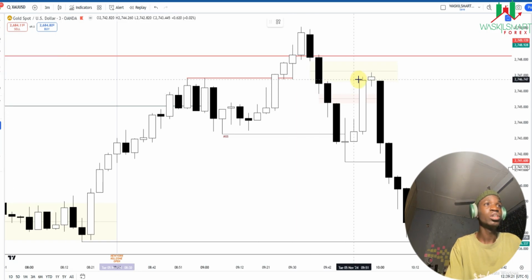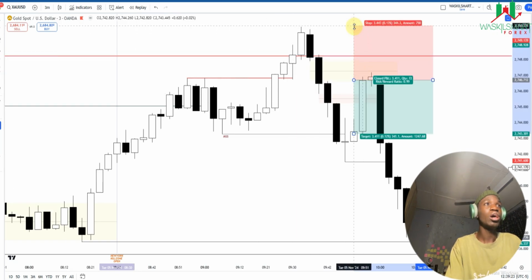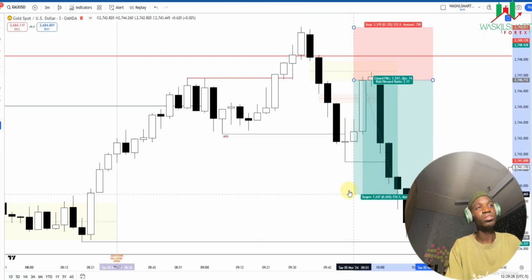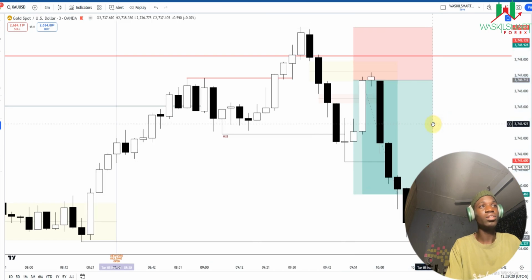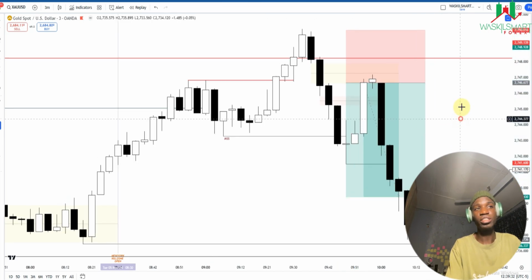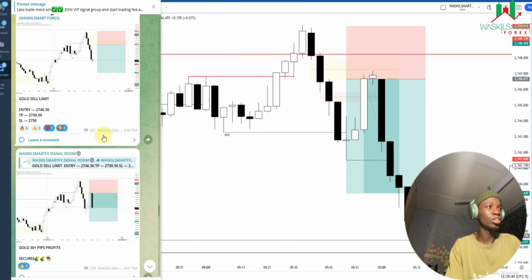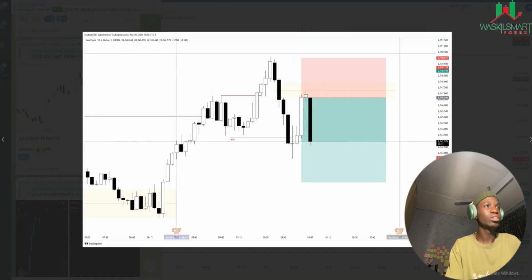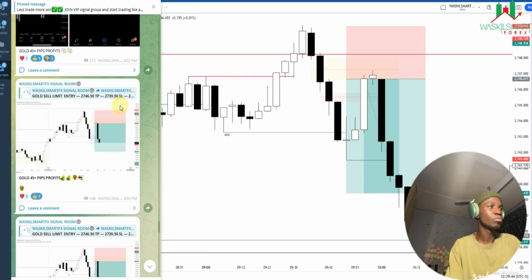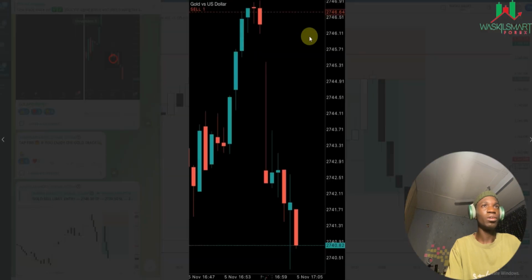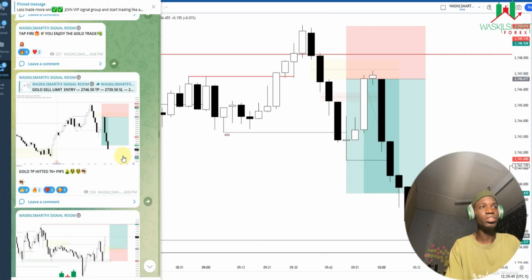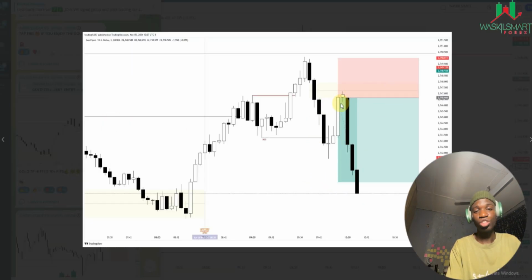protocols. The stop loss goes above here, and as you all know me, 1 to 2 always, just 1 to 2, and that's the whole strategy. That's 70 plus pips. Let me look at it on the Telegram channel. You can see when market enters into it.